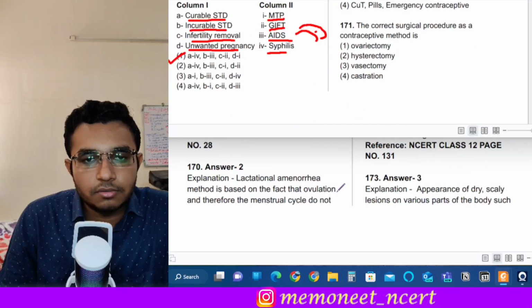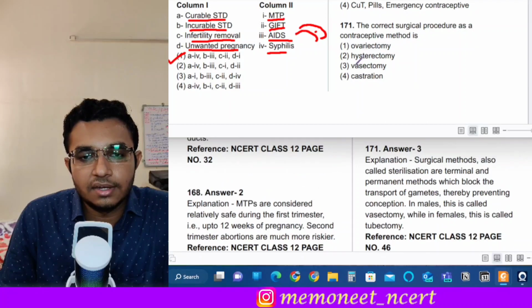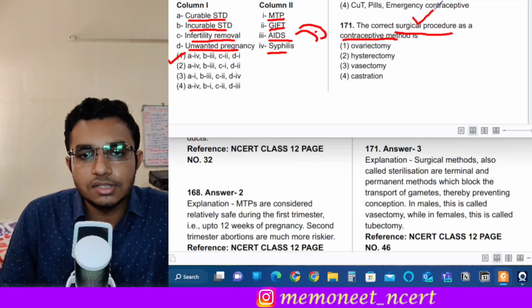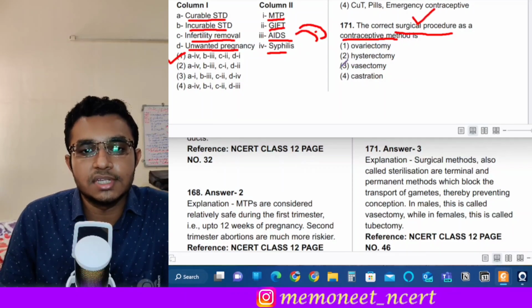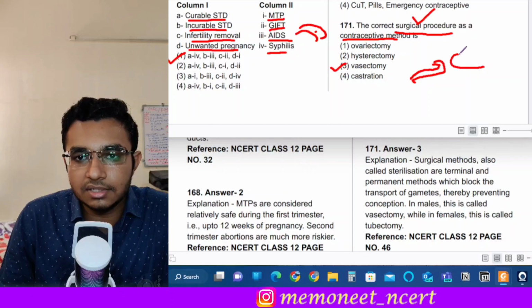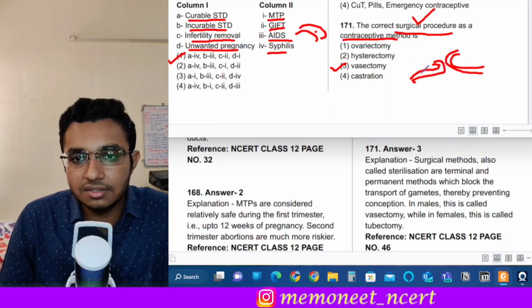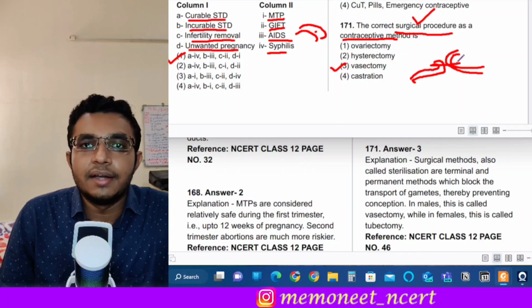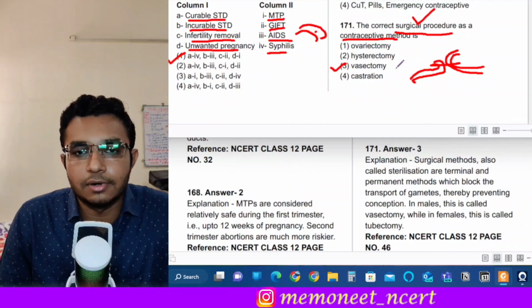Next is question number 171. The correct surgical procedure as a contraceptive method is: ovariectomy, hysterectomy, vasectomy and castration. So the correct surgical procedure for contraceptive purposes is vasectomy. In vasectomy, we cut the vas deferens and we ligate it. This is the vas deferens and we tie it like this. So there is no connection in between them, and therefore the sperms are not transported further.